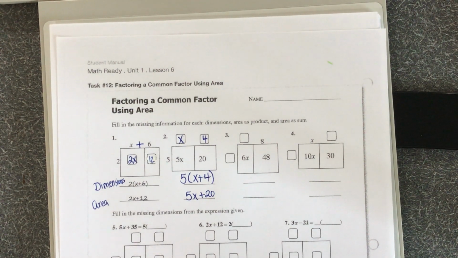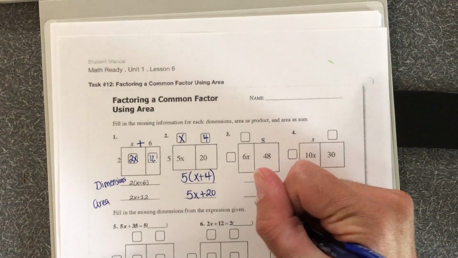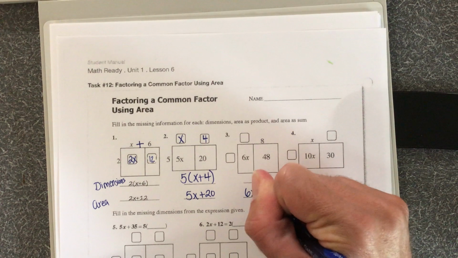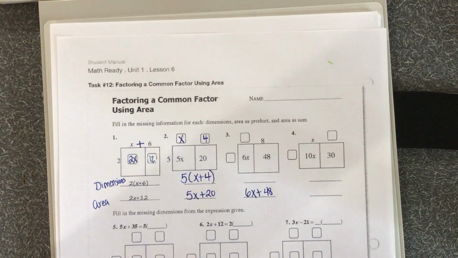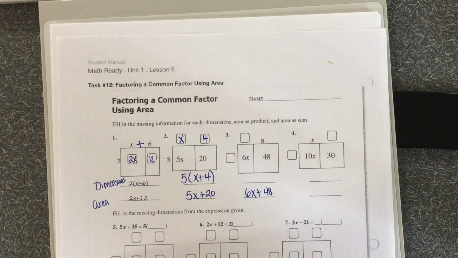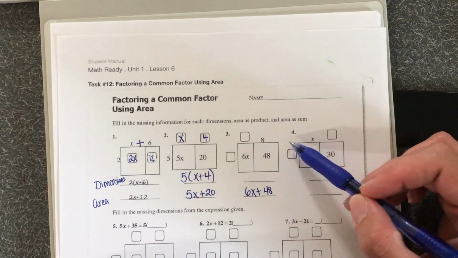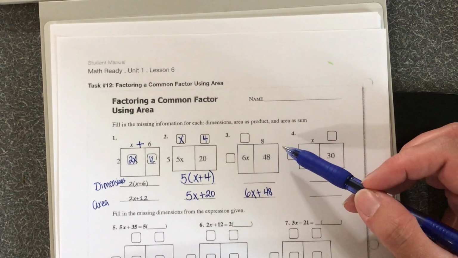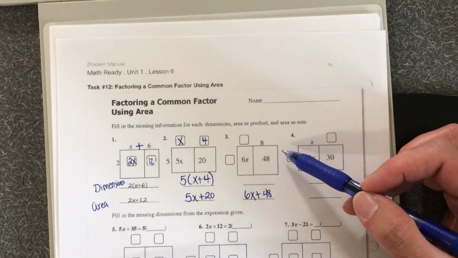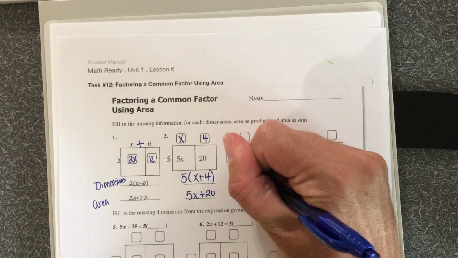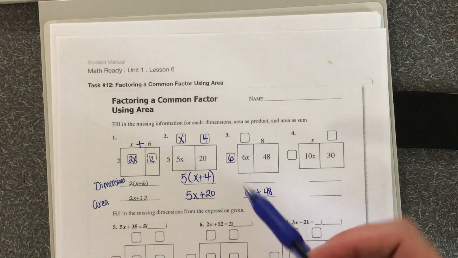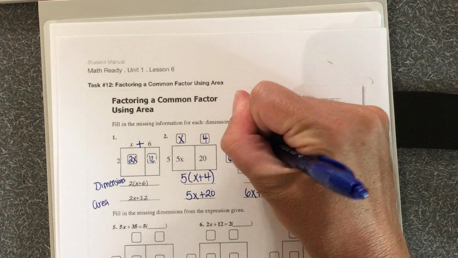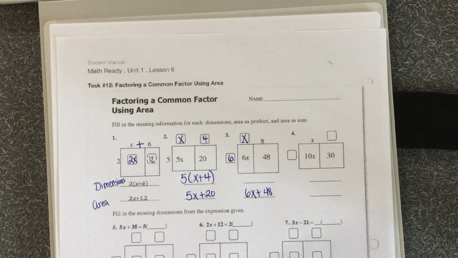Okay, so in the next rectangle, again I have an area of 6x plus 48. So how am I going to figure out my height? Well, in this case, I know that this length is 8. So 8 times what is 48? 6 times 8 is 48. So that means I must have a height of 6. And so then 6 times x is 6x.